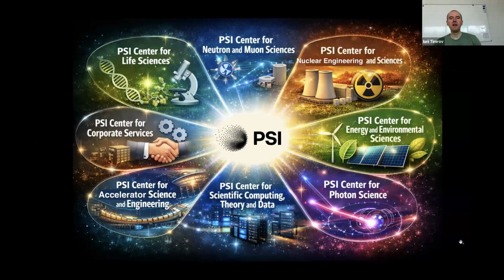PSI is divided in several centers. If we go from the top clockwise, we see the PSI Center for Neutron and Muon Sciences, but also the PSI Center for Nuclear Engineering and Sciences. Also, there is a center focusing on energy and environmental sciences, photon science, and scientific computing, theory and data. I am working in this Center of Scientific Computing, Theory and Data. But there is also accelerator science and engineering, corporate services, and life sciences. So you see, it's very, very broad.